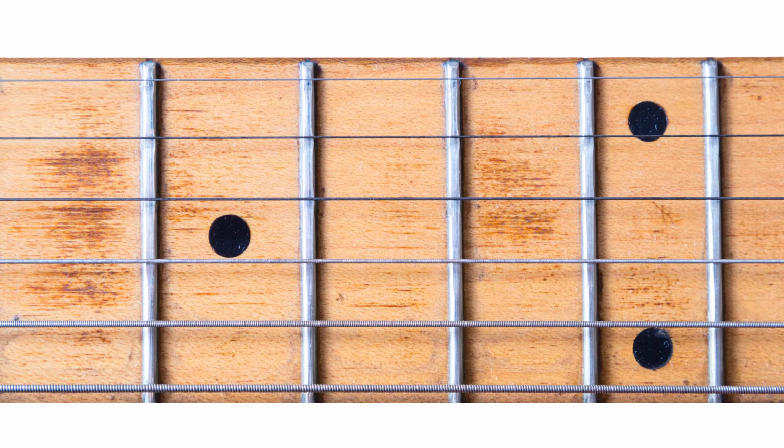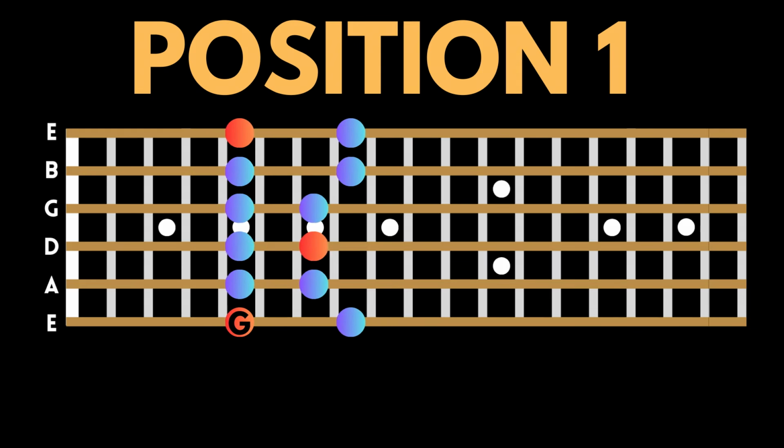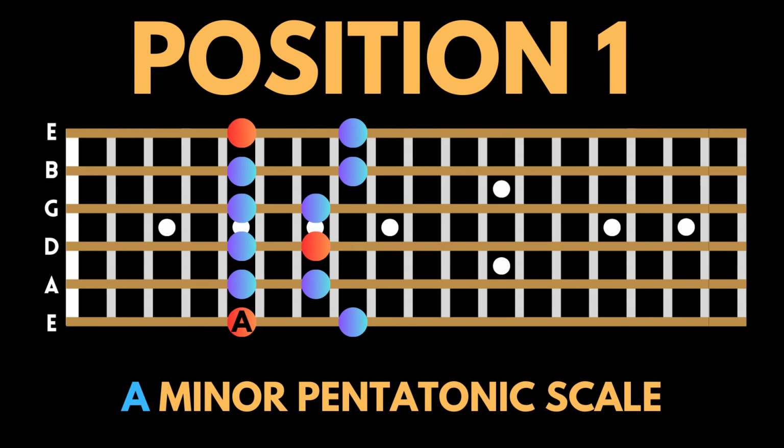All scales on guitar are movable patterns, meaning all we need to do to change the key is to shift the pattern until our root note arrives at the desired key. Shifting position 1 to the 7th fret would place us in the key of B minor, and shifting again to the 5th fret reveals the key of A minor.